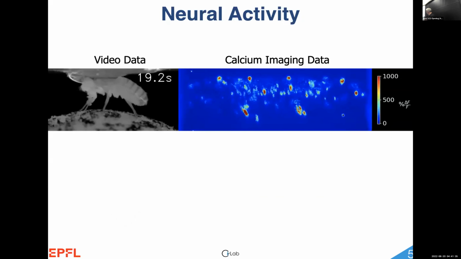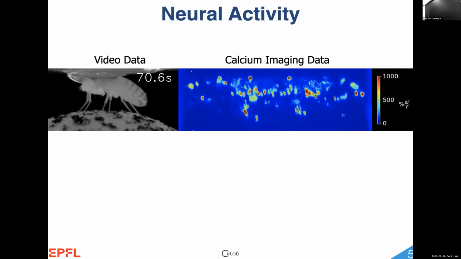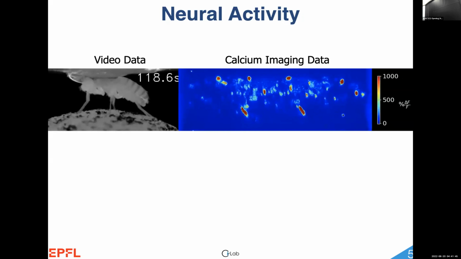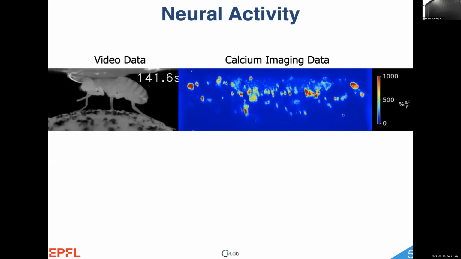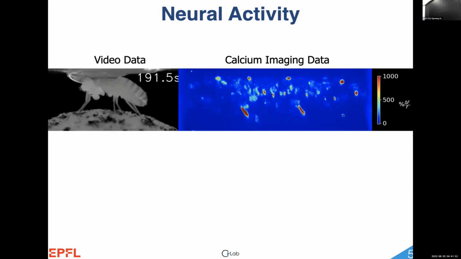So here's what it looks like, where you have the fly, which is stuck to a plate, and it's on a kind of treadmill. The treadmill is a ball, and the fly is acting on the treadmill. It can move. On the left, you see your video data, and on the right, you have what you get with calcium imaging data. You use 2-photon microscopy and a lot of magic that I do not fully understand to generate these images of the activity of these neurons.